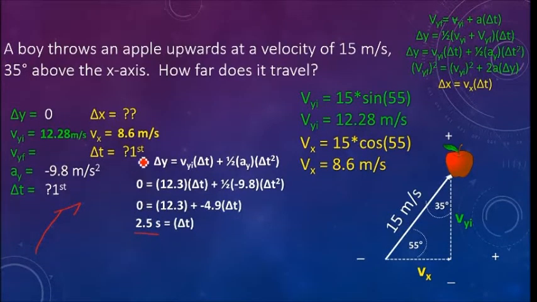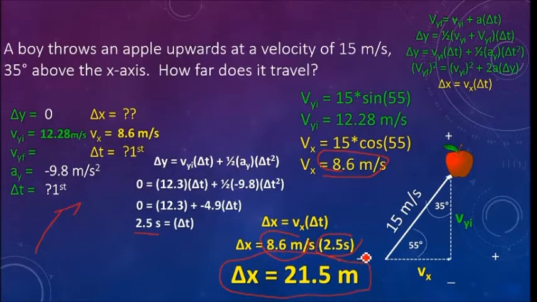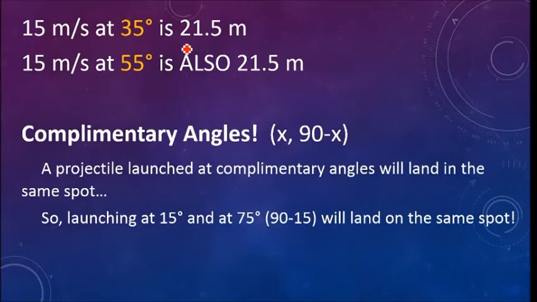All right, well, let's carry this through, okay? We know that the sideways velocity here is much less than it was last time, okay? But I'm in the air longer. And if I multiply those out, I get 21.5 meters. Oh, my goodness. All right, see what happened there? They both went the same distance.